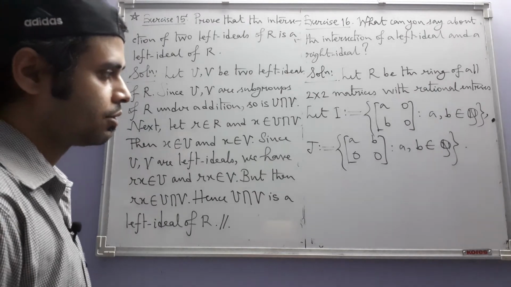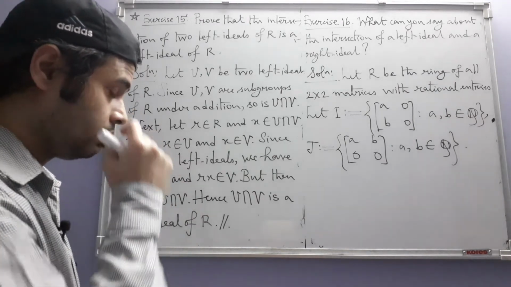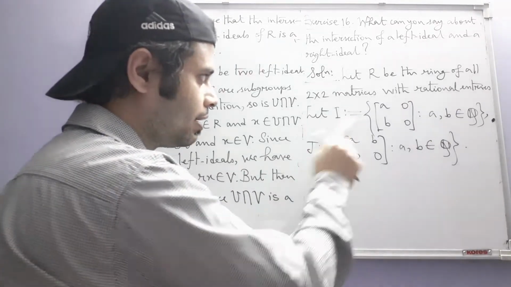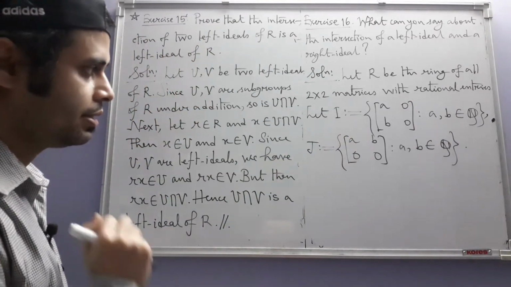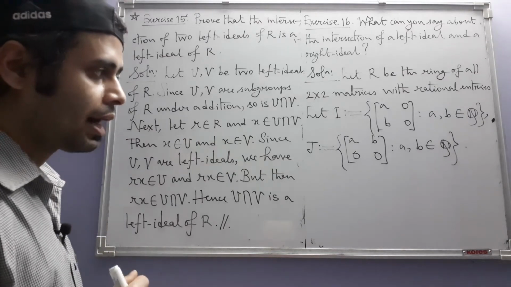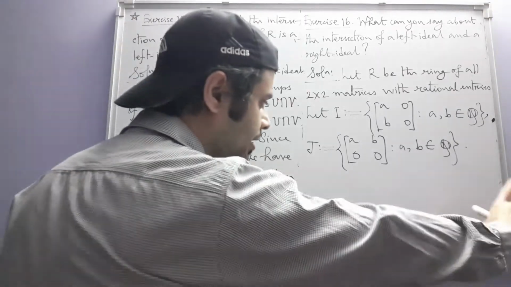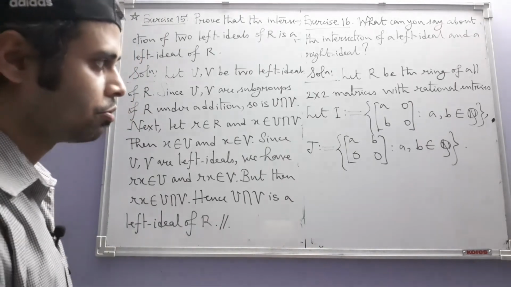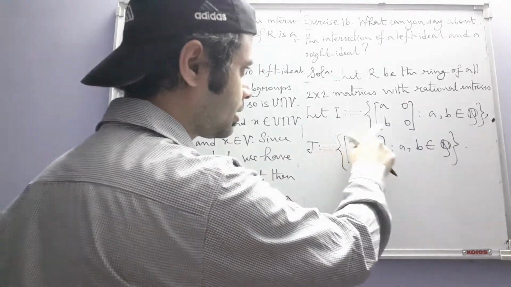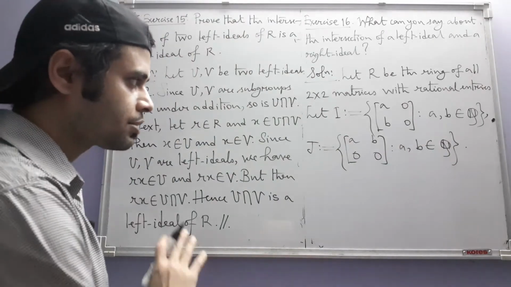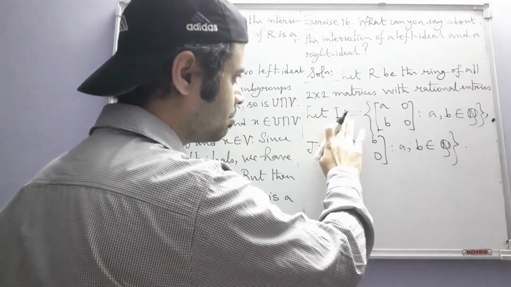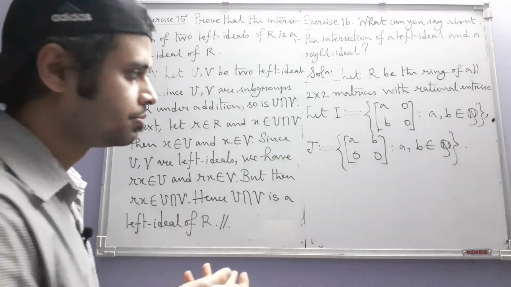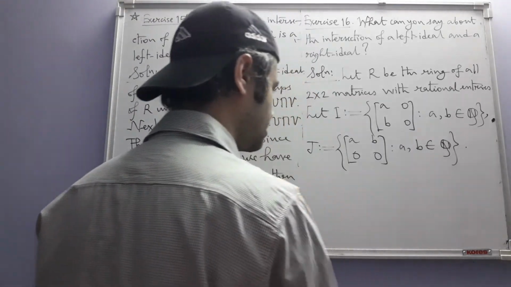Okay. So now you have to prove that I is a left ideal and J is a right ideal. I am not going to write that here, although I will quickly show that that is the case. What do we need to show that I is a left ideal? First of all, we need to prove that both I and J are subgroups of R under addition, and that thing can be done rather quickly.